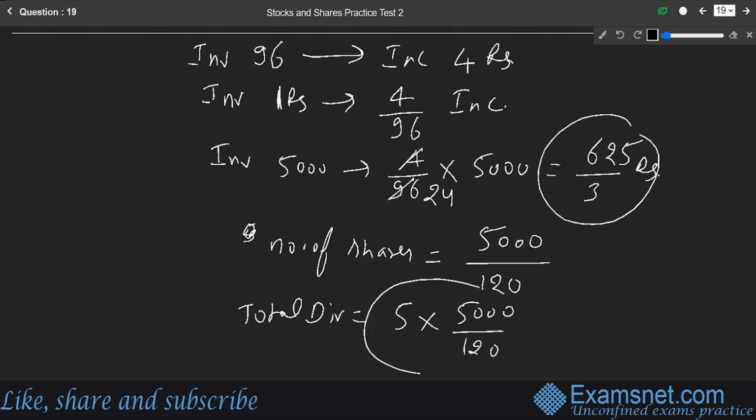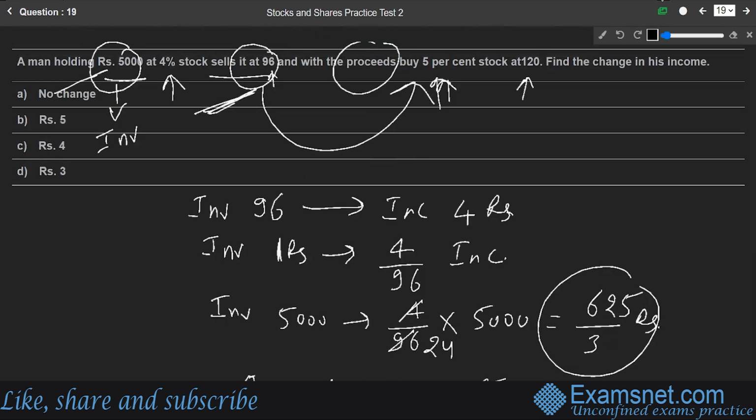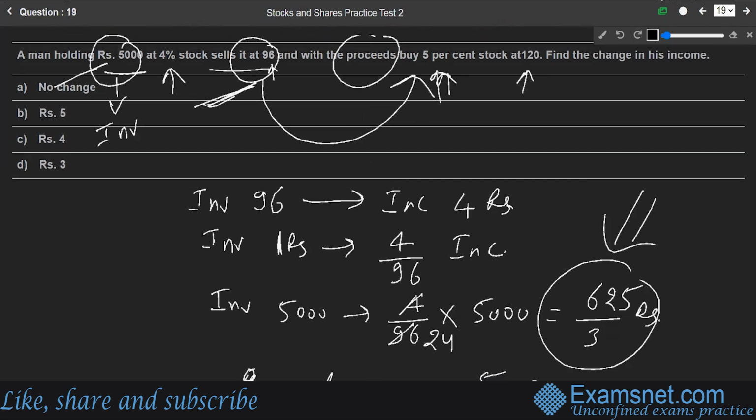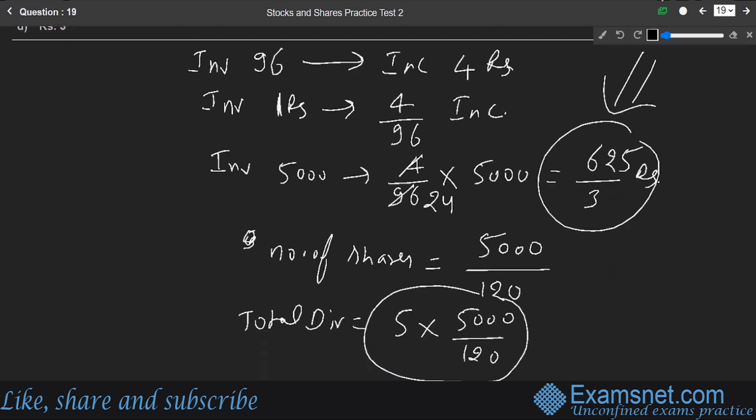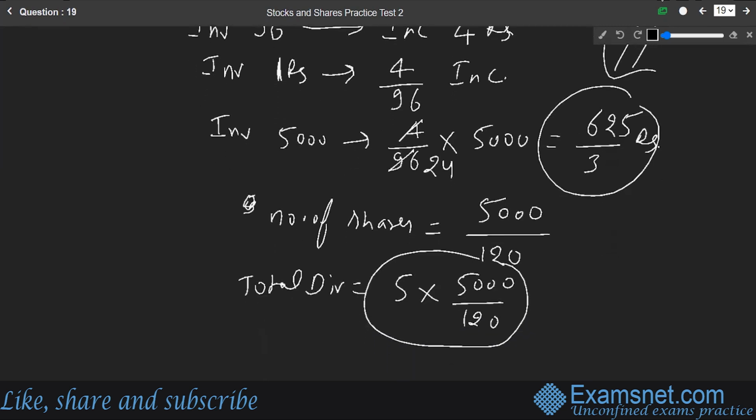This total dividend is actually equal to the proceeds or the income received from the first scheme, that is 625 by 3. That's what they say. So let us equate them and then we'll be able to find out the net change. Total dividend in this case is 5 into 5,000 by 120. If we cut down these numbers, we get 5 into 500, that is 2500 divided by 12. If we cut down this again, it comes equal to 625 by 3.